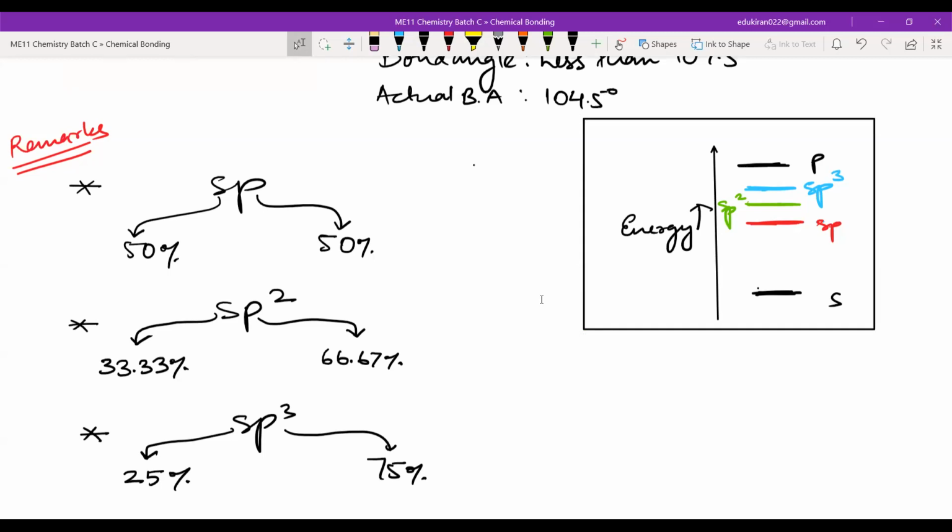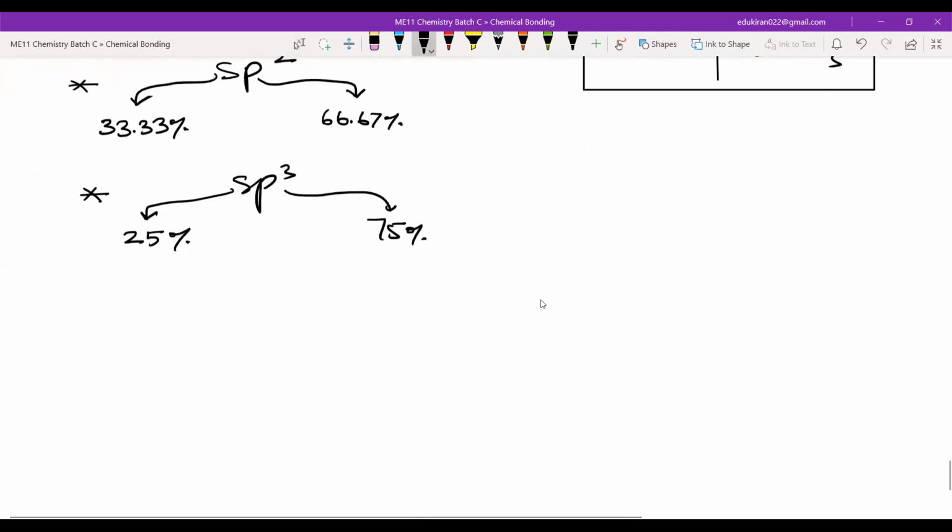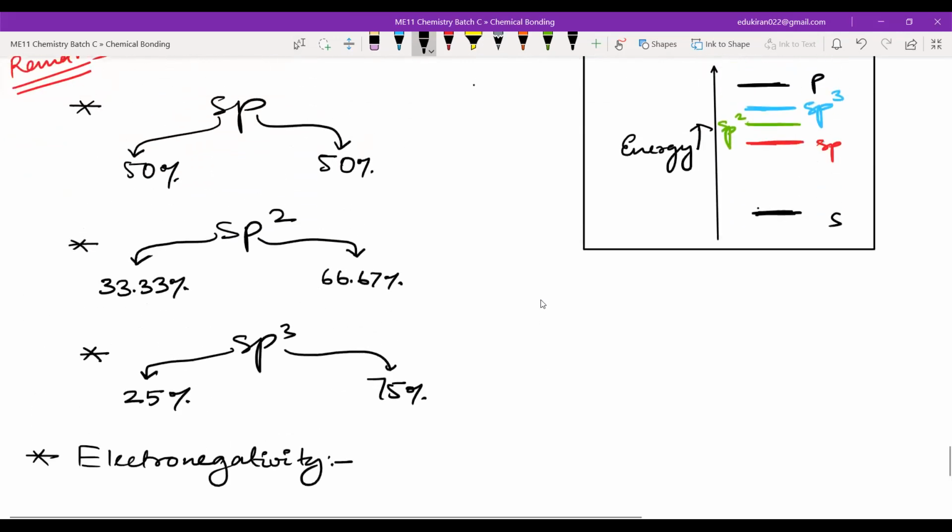Sir, done. Okay. Now, electronegativity of these hybridizations, sp, sp2, sp3. Now, what do you think? Where is the highest s character between sp, sp2, and sp3? Which has the highest s character? sp. Okay. So electronegativity: see, sp has the highest s character.